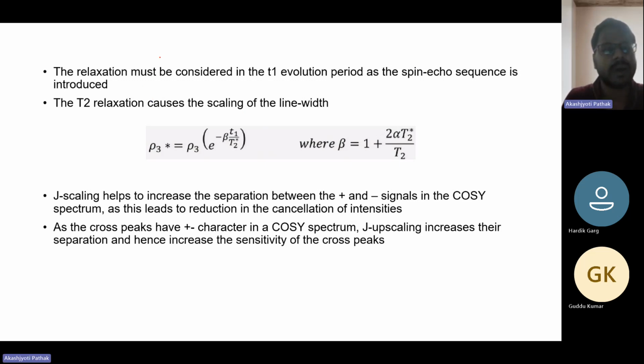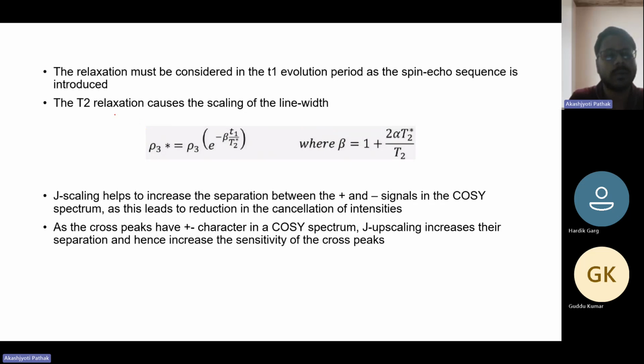Now in this case, when the product operator at different time points was derived, the contribution of the T2 relaxation was not taken into consideration. But it is necessary to take the T2 relaxation into account. We must consider this T2 relaxation because we have introduced this spin echo sequence, right? Because of the introduction of the spin echo sequence, the T1 time period has increased, and in the increased T1 time period, the T2 relaxation will also take place.